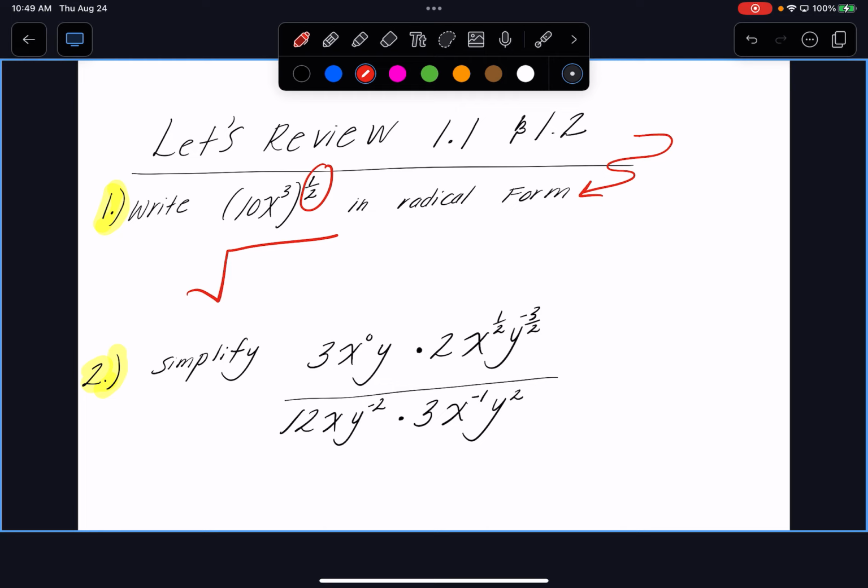Then what should I do next? The power is 1, yeah? 1. And then 10 and x to the third have their own powers. So I could write this, couldn't I? 10x to the third to the 1? Yeah, so we could write that. That would be an acceptable answer on a test.